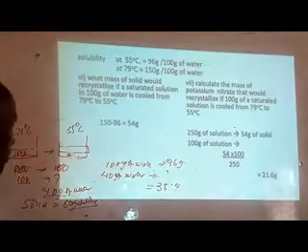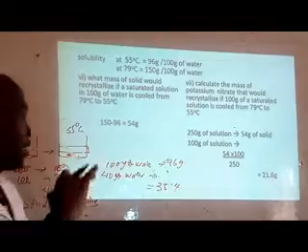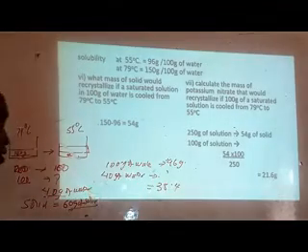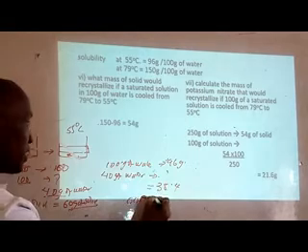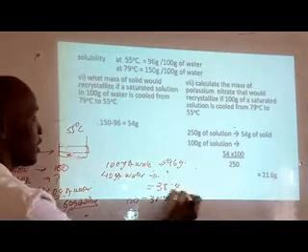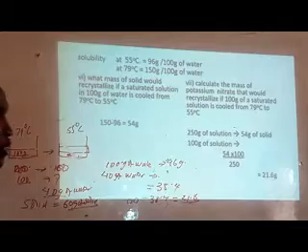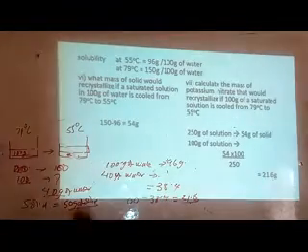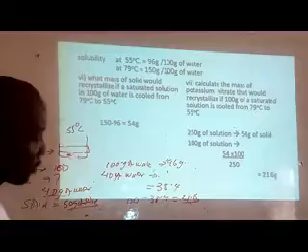So the 40 grams has 60, but it should only hold 38.4. So the difference must crystallize. So 60 minus 38.4, and I think that should come to 21.6. Should come to the same thing. So note that is an alternative approach. That should give you the same answer.